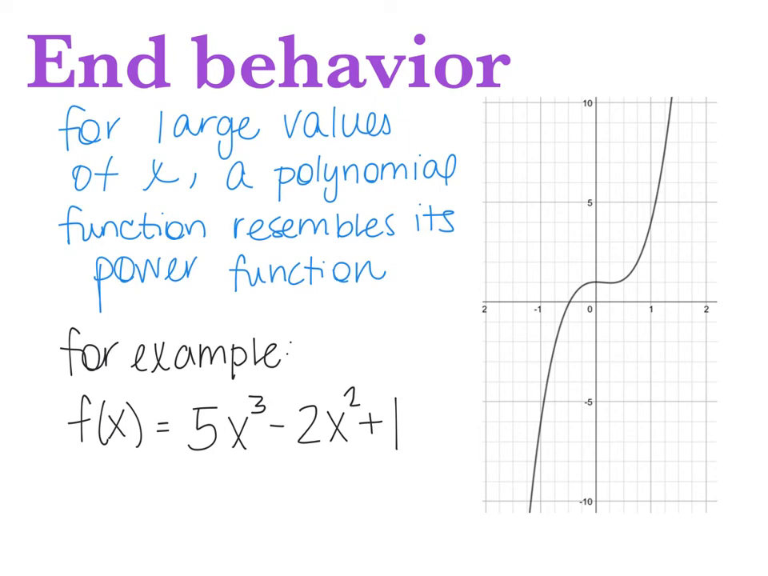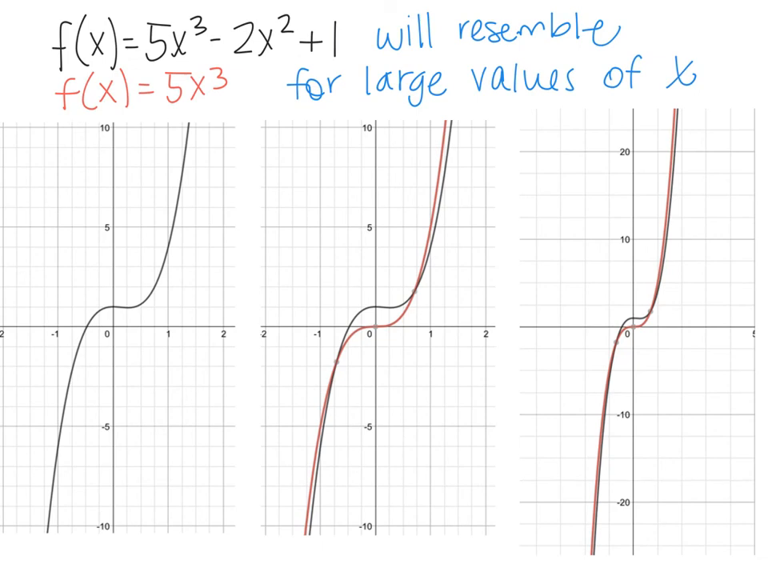So let's end with something called end behavior. And end behavior is something that we're going to talk about at length, but let's start with the basics. So end behavior is for large values of x, so when I plug in numbers that are really, really big, a polynomial function resembles its power function. So let's take a look at an example here. F of x equals 5x cubed minus 2x squared plus 1. So this here is the graph of the original function in black, and that's actually going to resemble the power function, which is just the first part of the function. So that's 5x cubed for large values.